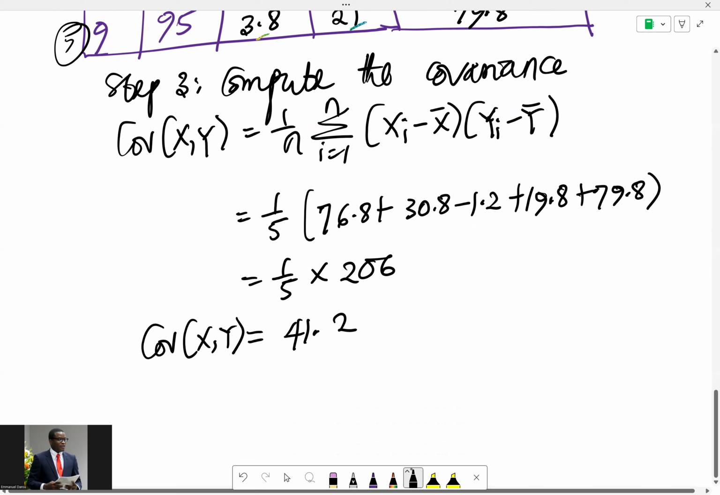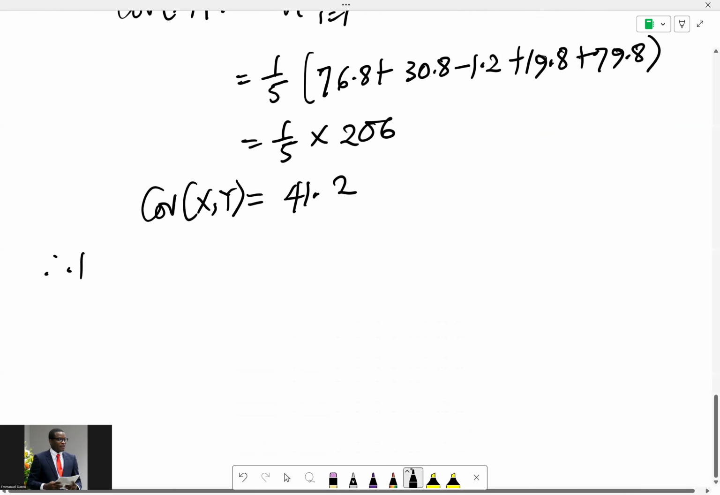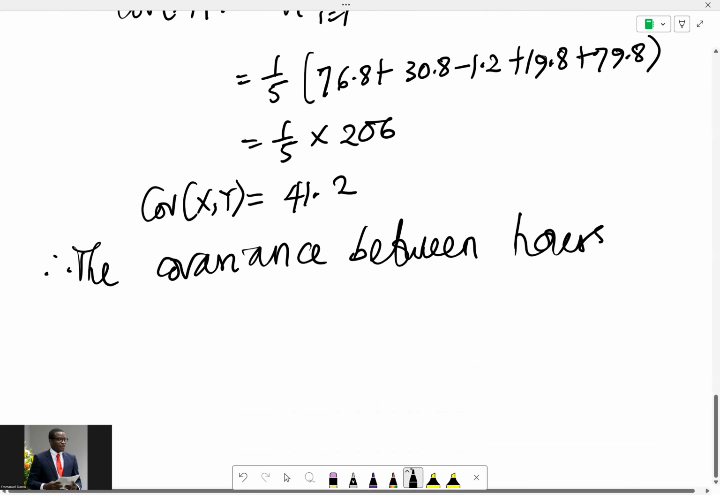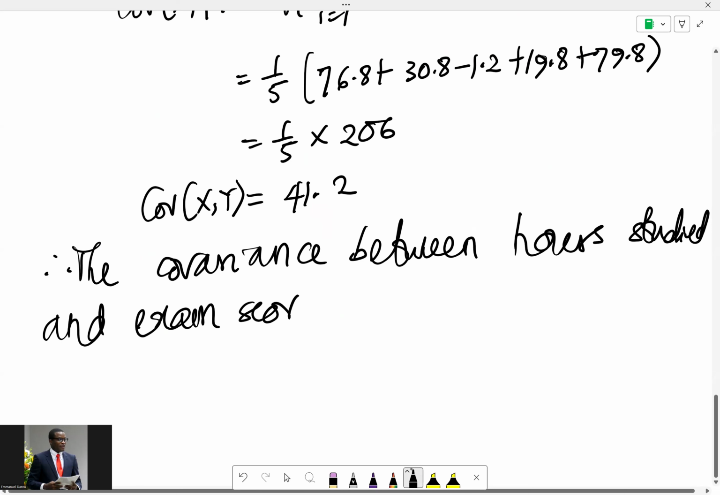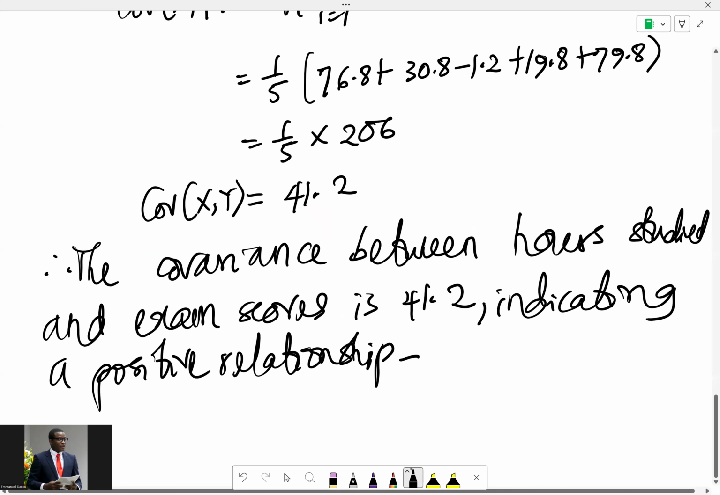So we have that. Now, here we can say that the covariance between hours studied and exam scores is 41.2, indicating a positive relationship. This one just tells you the direction, right?